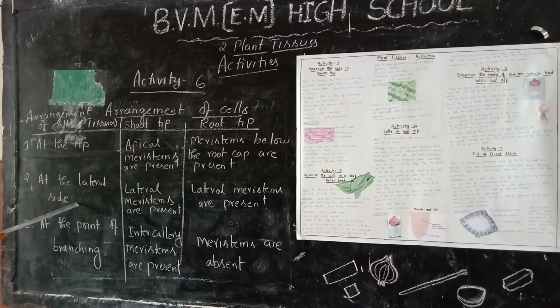At the lateral side, in shoot tip, lateral meristems are present. In root tip, lateral meristems are absent. And at the point of branching, in shoot tip, intercalary meristems are present. In root tip, meristems are absent.